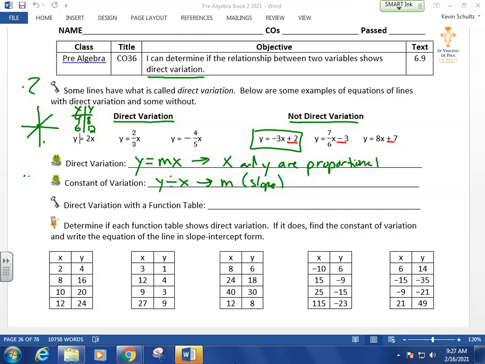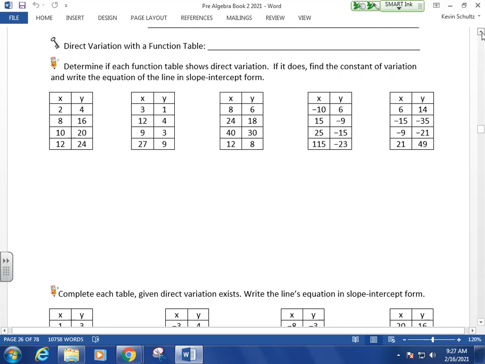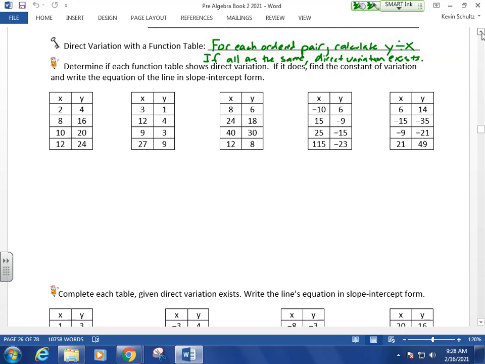I'm going to scroll down so we can get the definition along with the examples here, because we're going to focus today on direct variation with a function table. Okay, and what we're looking for here is for each ordered pair, calculate y divided by x. We had that written up in the definition above too for constant variation. Okay, for each ordered pair in a function table, calculate y divided by x. If all are the same, then direct variation exists. Okay? For each ordered pair, calculate y divided by x, and if all are the same, direct variation exists.